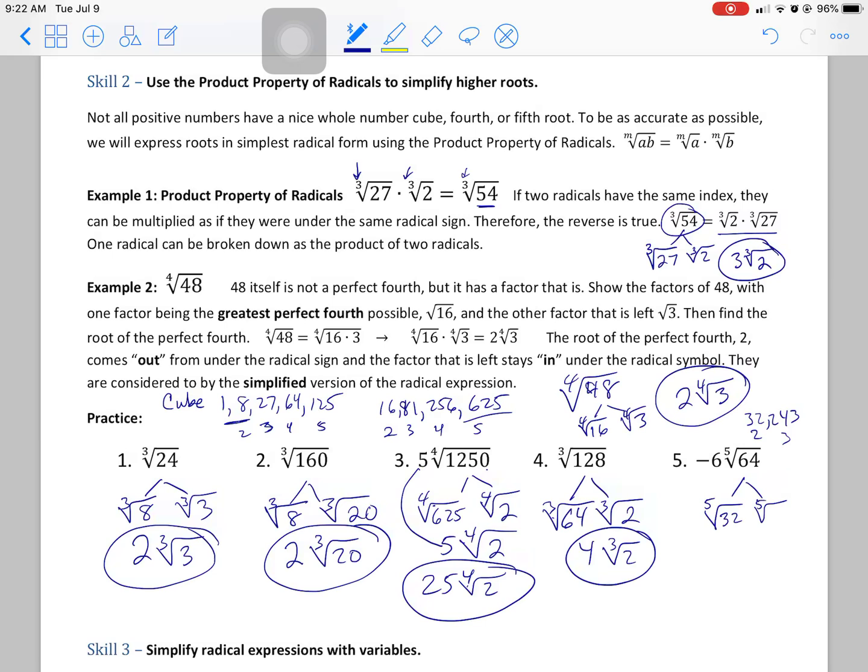32 times 2 is 64. Fifth root of 32 is 2, times negative 1/6 is negative 12. Fifth root of 2. Done. Okay.